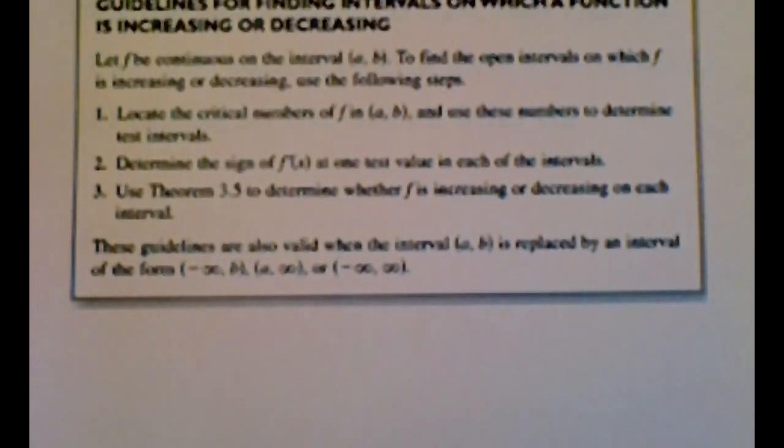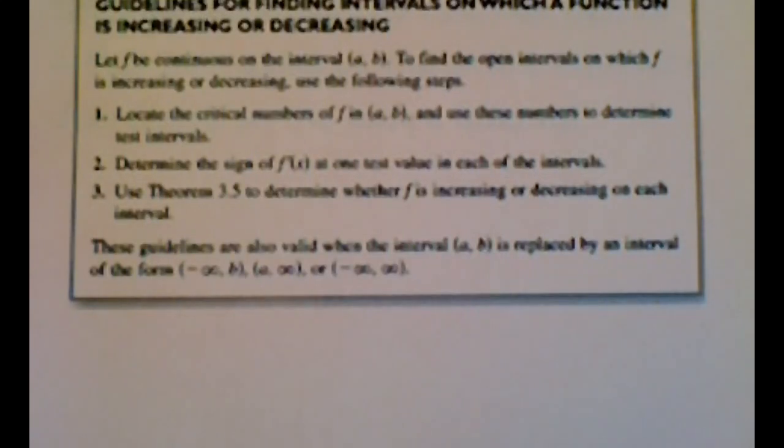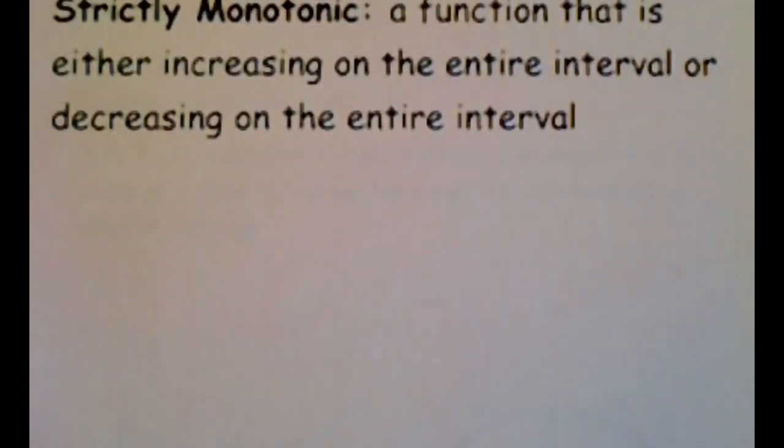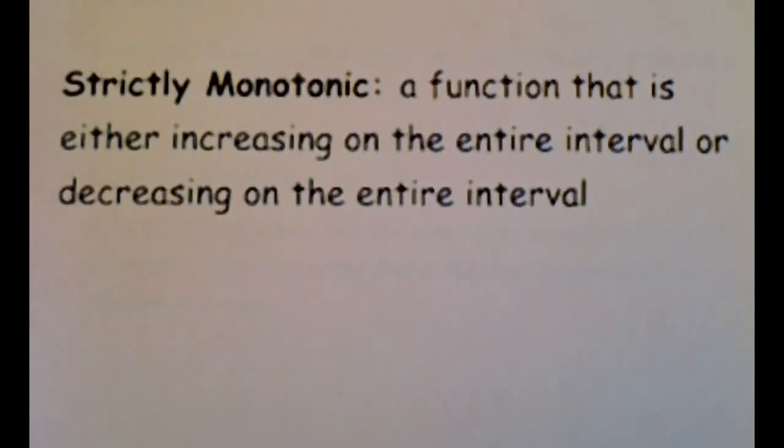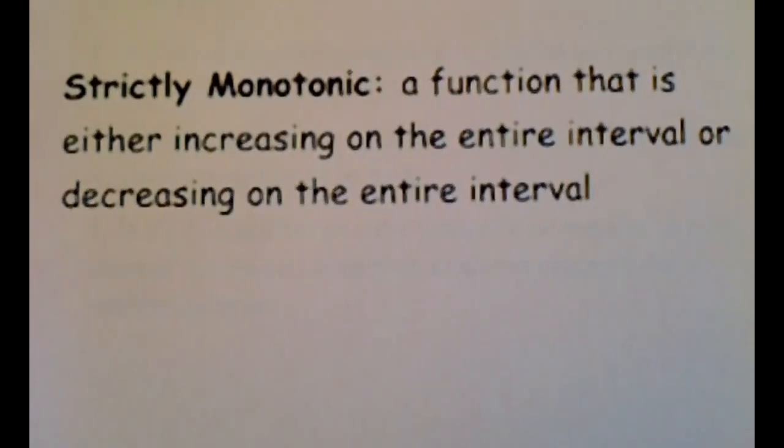These guidelines are also valid when the interval is replaced by an interval in the form -∞ to b, which we already used. And then we have functions that might be strictly monotonic. That just means that it's increasing or decreasing all the time, never doing the other.